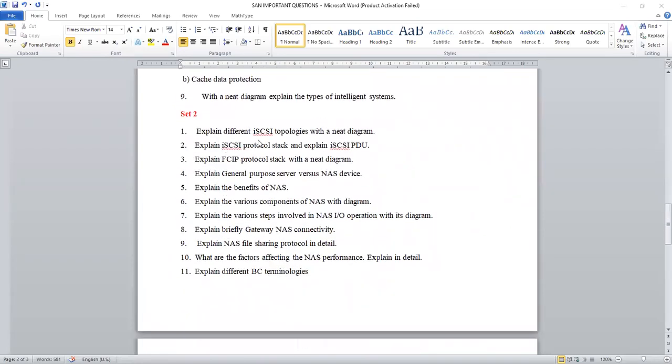Another one is explain different iSCSI topologies with a neat sketch. Explain iSCSI protocol stack and explain iSCSI PDU. Explain the importance of FCIP protocol. Then explain the benefits of NAS. Like that, you can figure out the most important questions. Definitely, at least 80% will be repeated.